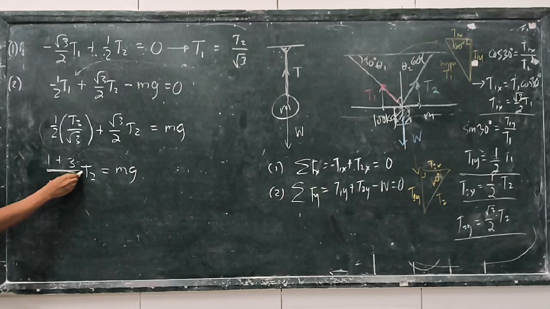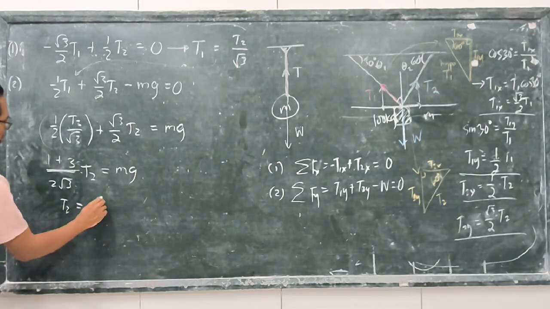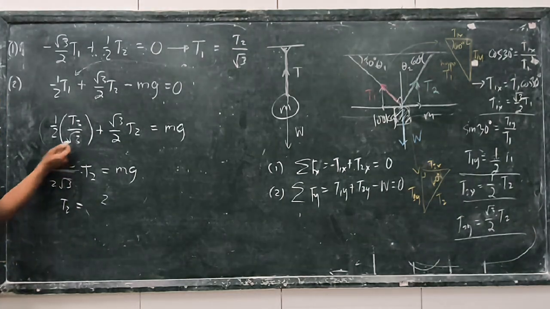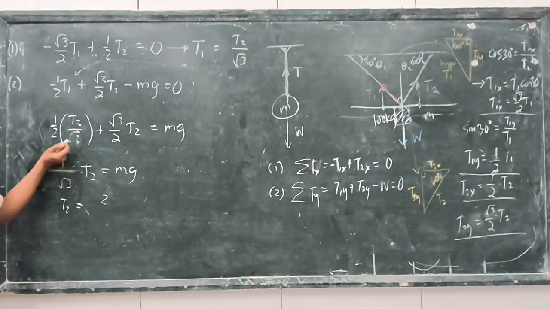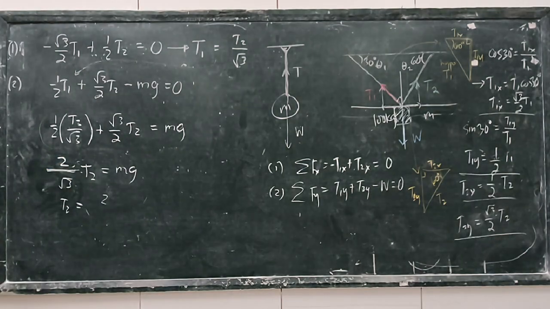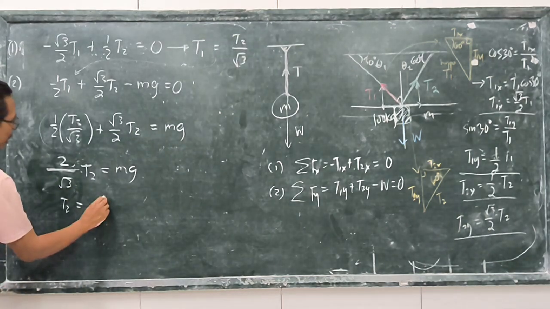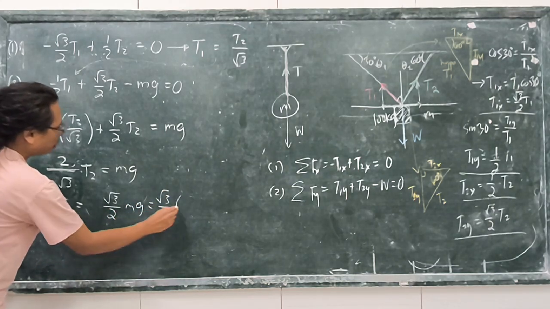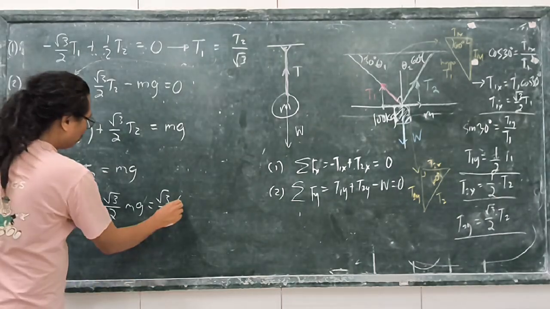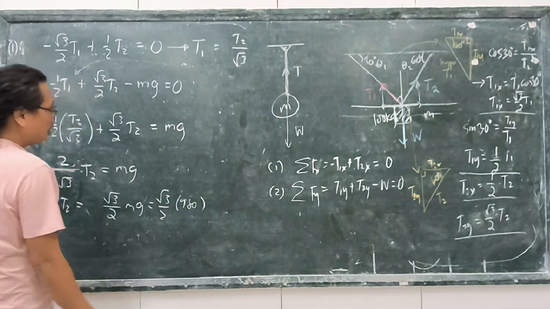So, 1 plus 3 over 2 square root of 3, times T2. So, from here, T2 would be equal to, 1 plus 3 is 4, right? So 4 over 2, that would be 2. Got it. So this now becomes T2 is square root of 3 over 2 mg, or square root of 3 over 2 times what is mg? 100 times 9.8, that would be 980 newtons.